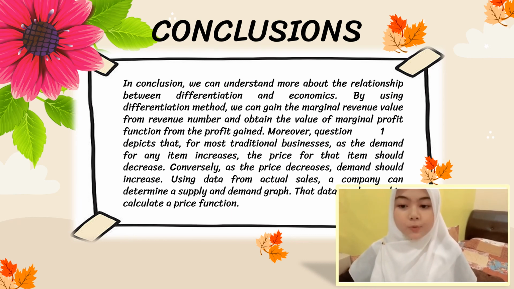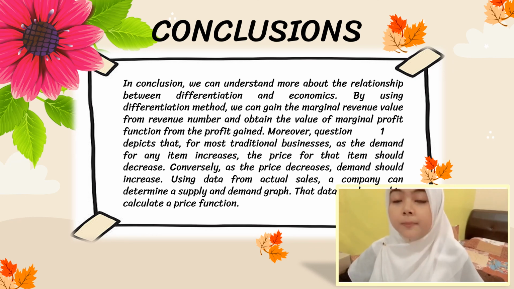In conclusion, we can understand more about the relationship between differentiation and economics. By using the differentiation method, we can gain the marginal revenue value from revenue and obtain the marginal profit function from the profit gained. Moreover, question 1 depicts that for most traditional businesses, as the demand for any item increases, the price for that item should decrease. Conversely, as the price decreases, demand should increase. Using data from actual sales, a company can determine a supply and demand graph. That data can be used to calculate a price function.